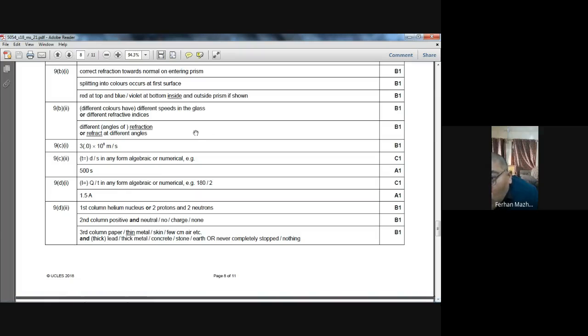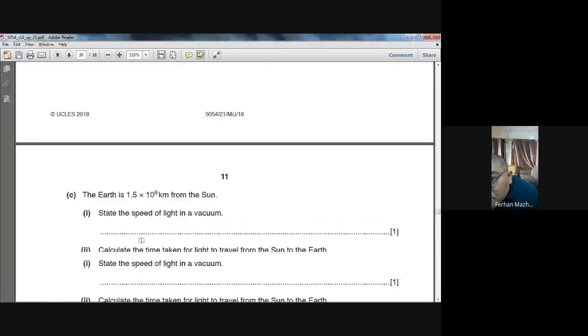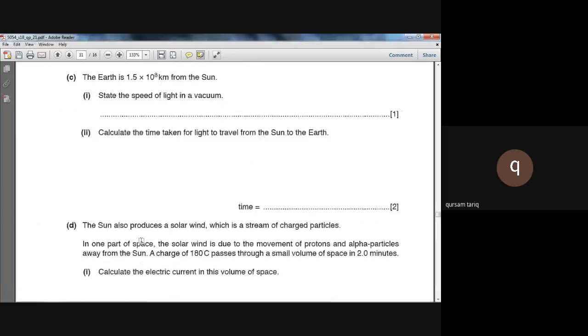Okay. So the next question. This was a 2 mark question. The Earth is 1.5 into 10 raised to power 8 kilometers from the Sun. State the speed of light in a vacuum. The speed of light in a vacuum is 3 into 10 raised to power 8 meters per second. You need to remember this number. It's a 1 mark question. You only have to state.